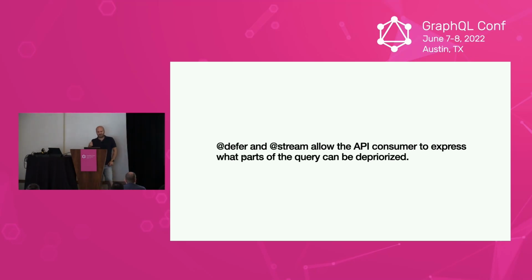Defer and stream now allow the API consumer to express priority. So which data of my request is actually important to me? But actually, defer and stream are about the reverse, telling the GraphQL server what data is not so important and we can wait a bit for.